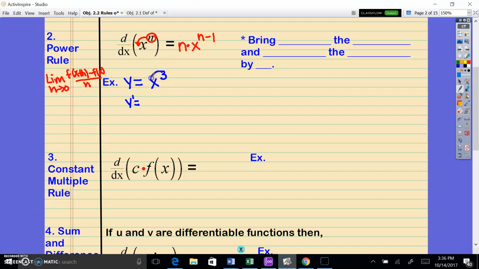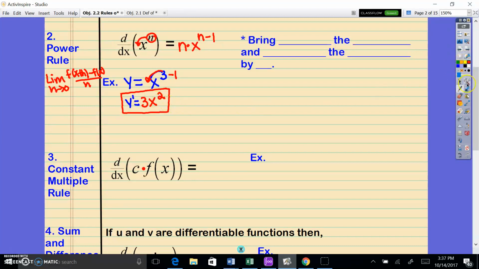What this rule is going to allow you to do is this. Instead of using the definition, you're simply going to drop this 3 to the front for the derivative. It's now 3 times x, and then we're simply going to subtract 1 from the power, so x squared. So that's it. It probably takes you about 2 seconds, and you computed the derivative. Now, if you would like to pause the video and check it out by applying the limit, I encourage you to do that. But this is actually what it works out to.